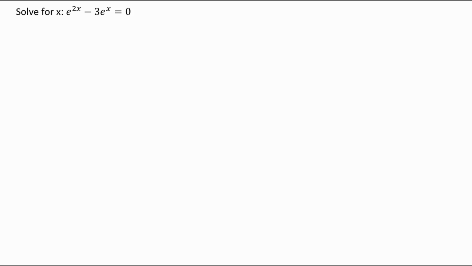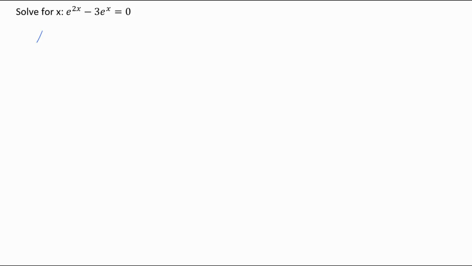Any problem you get where you've got exponentials involved, and you can see that one of the exponentials has a power that is literally double one of the other exponentials, there's a strong chance that you can use substitution to create a quadratic. And the solution is very much the same every time.